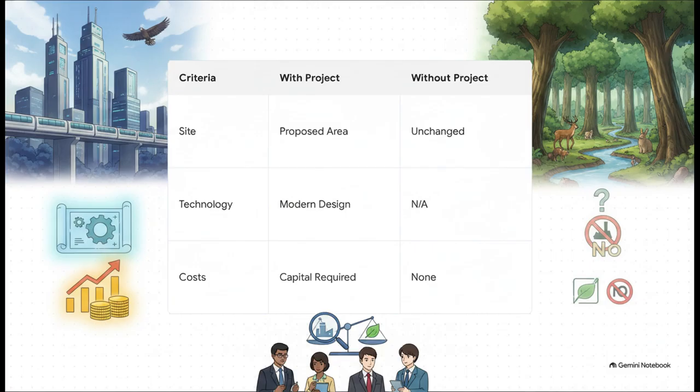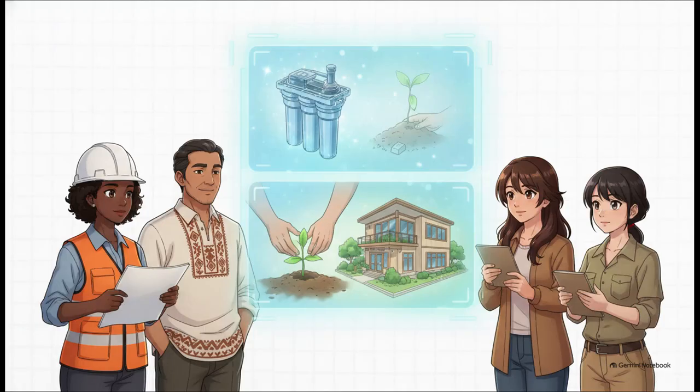But perhaps the most vital comparison here is the with or without project situation. Analysts have to scientifically evaluate what happens to the environment if the project is simply never built at all. This serves as the ultimate control scenario. Now, if the project is going to move forward, we hit step 6, the delineation of mitigation procedures.